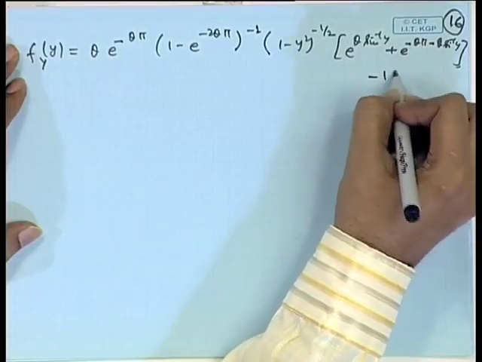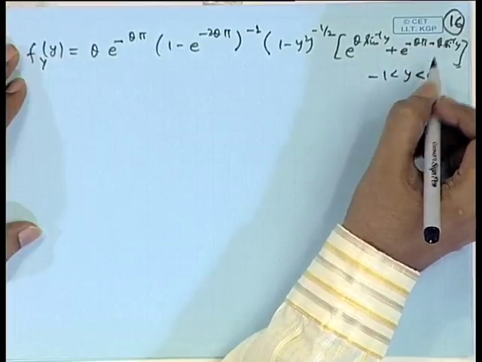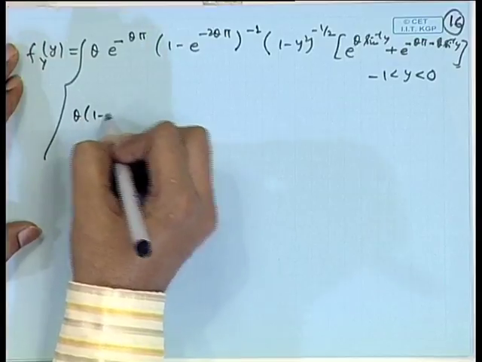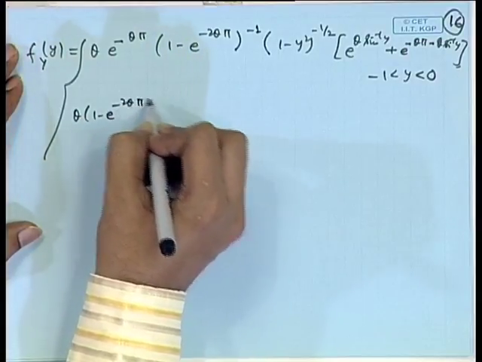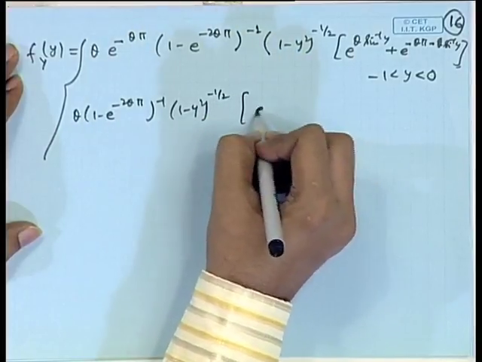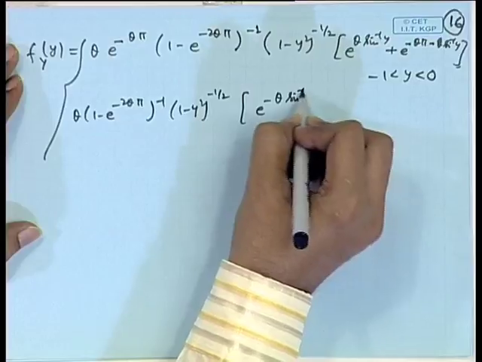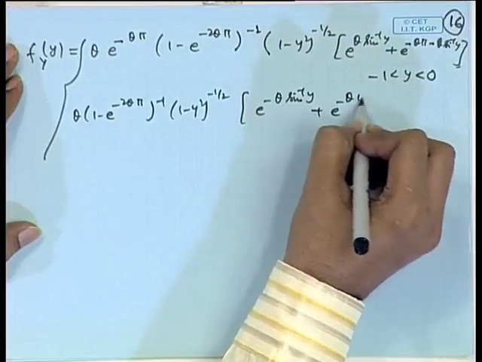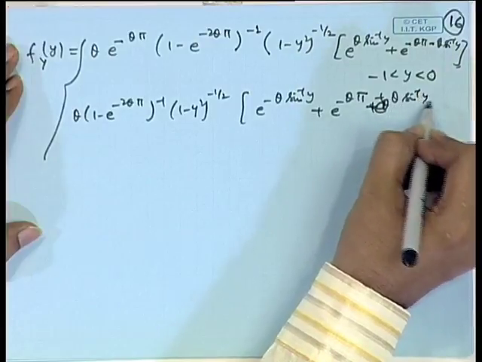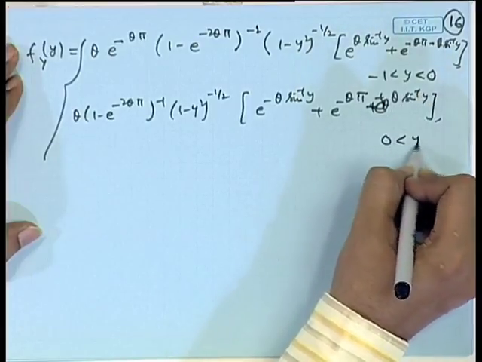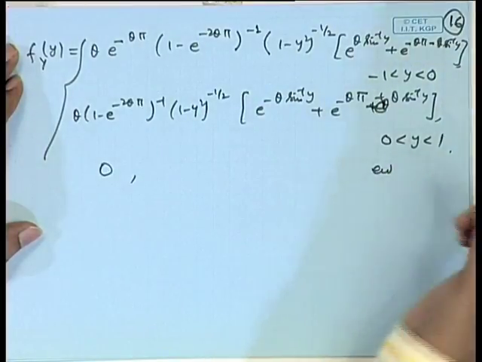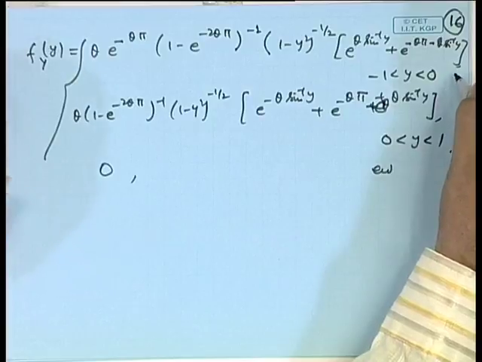This is for minus 1 less than y less than 0, and it is equal to theta (1 minus e to the power minus 2 theta pi) inverse (1 minus y square) to the power minus 1 by 2 (e to the power minus theta sin inverse y plus e to the power minus theta pi plus theta sin inverse y). This is for y between 0 and 1, and of course, it is 0 for all other values of y, because y will lie between minus 1 to 1.